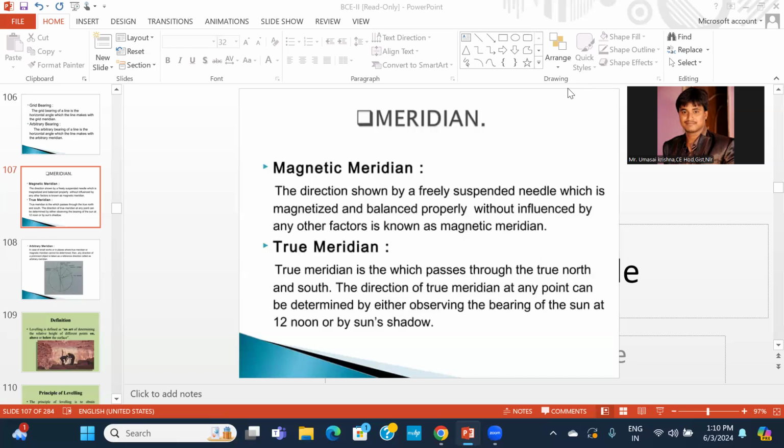And the second one is the true meridian, which passes through the true north and south. The magnetic meridian will not pass through the true north and south, but the true meridian does. The direction of the true meridian at any point can be determined either by observing the bearing of the sun at 12 noon or by the sun's shadow.